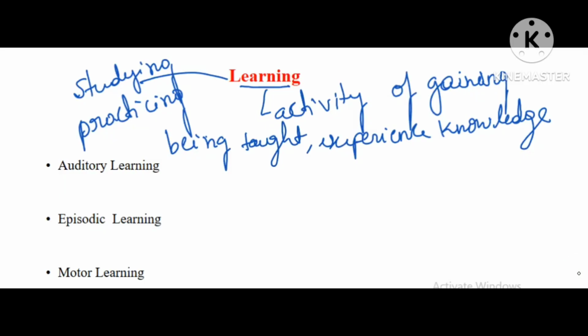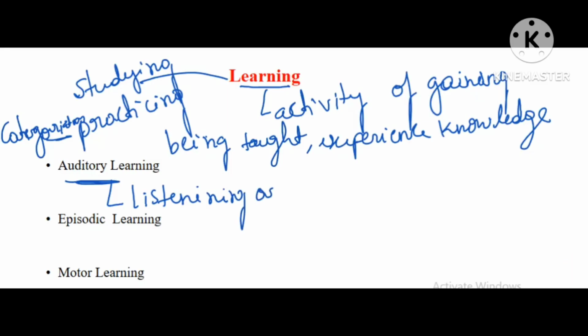The ability of learning is possessed by humans, and I need it in an AI-enabled system also. Based on that we are going for the categorization, that is, learning categorization. The first one is auditory learning. Auditory learning is learning by listening or hearing. By hearing or listening, you learn something. Suppose you can take an example like recorded lectures.